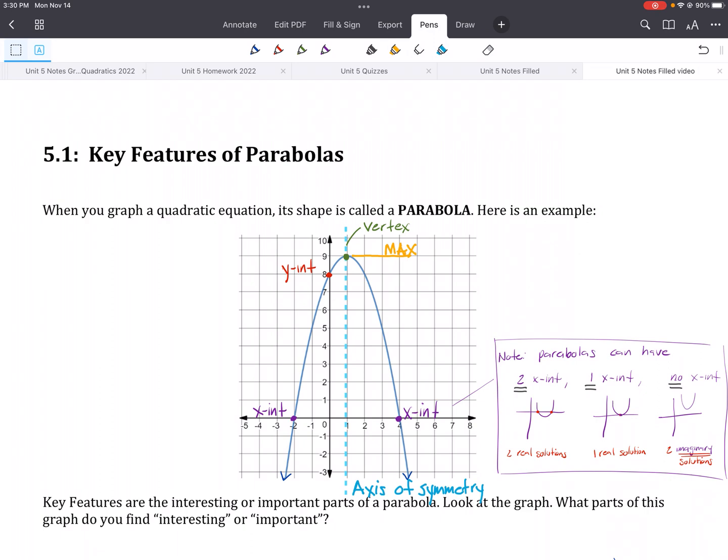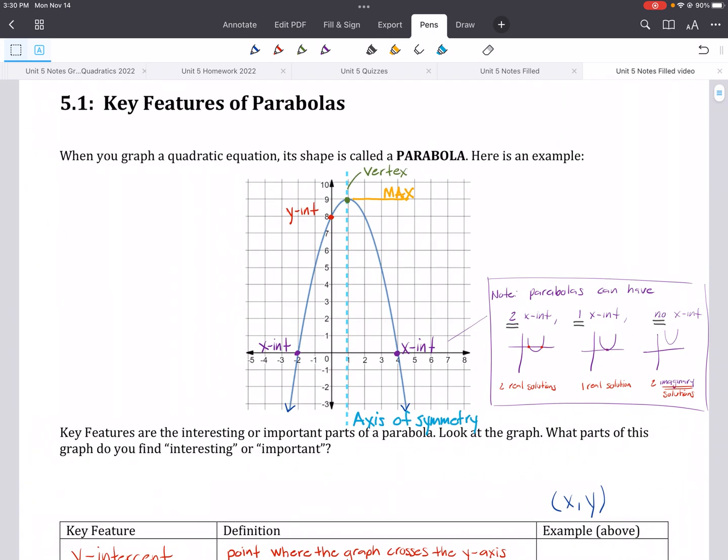Alright, so just to save some time, I have a lot of this already filled in. I have this on Canvas, a filled-in notes version of your notes that you can always look at, or you can follow along with this video.